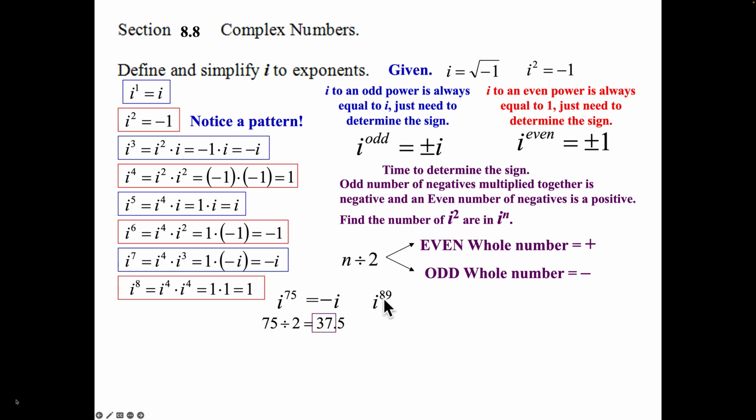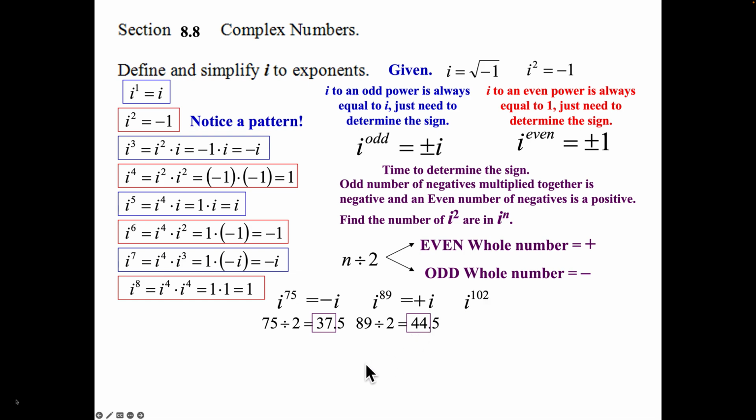If I had i to the 89th power, again, 89 is odd, my answer is i. 89 divided by 2 is 44 point, we don't want the 0.5, we just want to look at the whole number. 44 is even, therefore my answer is positive, so I'll put a positive sign in front of my i. That comes from the 44.